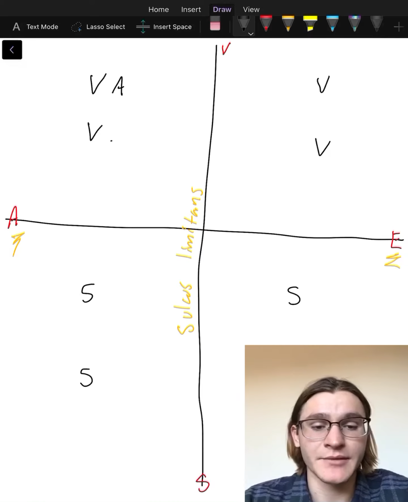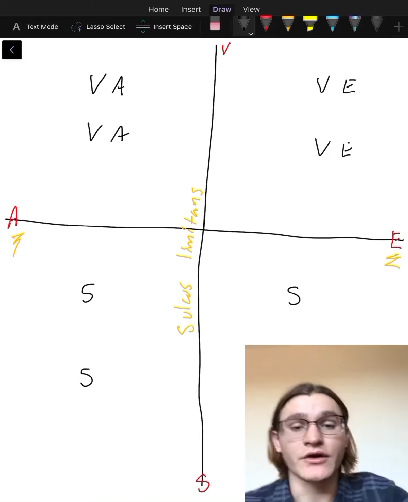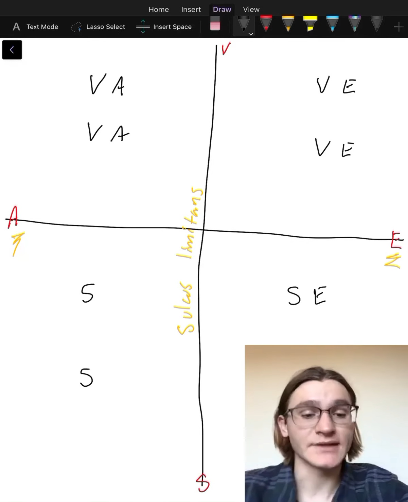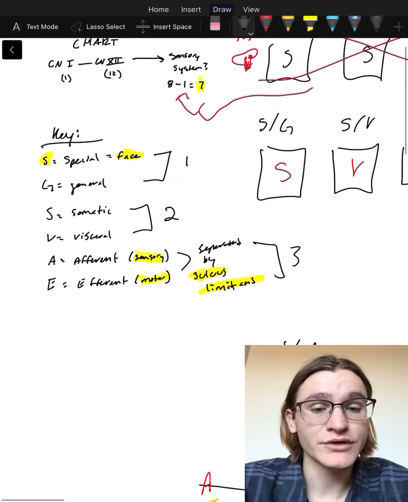And keep in mind, there's a somatic right there too. Then we fill out our third portion of our column, and we're going to go afferent on the left side because that's where our A is at, and then efferent on the right side because that's where our E is at. So for afferent and efferent, that's our third portion of the column.